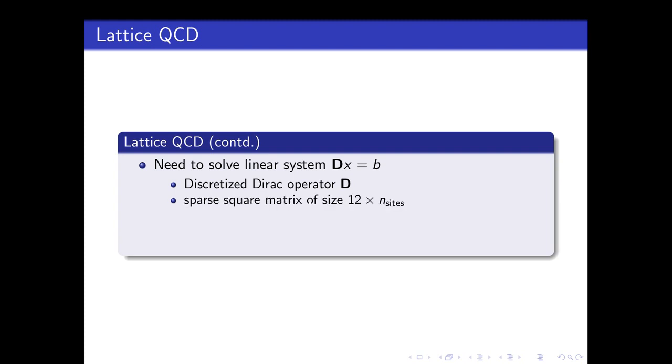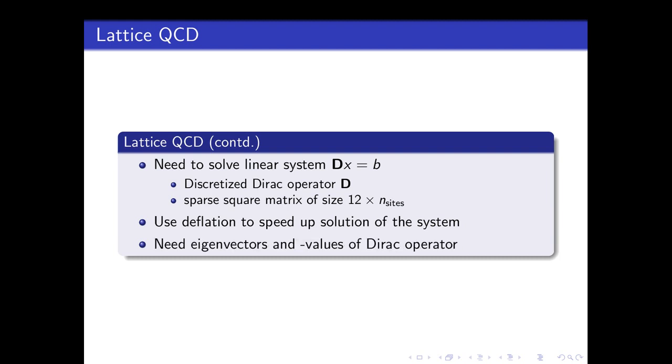One method to speed up the solution of such linear systems is called deflation and uses eigenvectors of the Dirac operator to accelerate the convergence of the algorithm used to solve the linear system. Of course, in order to apply this technique, we first of all have to compute the eigenvectors, which is the actual topic of the first part of my Summer of HPC project.